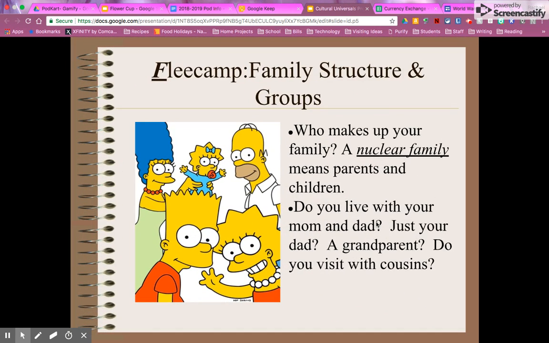The first F in FLEECAMP. So there are 8 cultural universals, and we break them down into an acronym called FLEECAMP. And the F of FLEECAMP stands for family structure and groups. So who makes up your family? A nuclear family means that in your household you have 2 parents and children. So do you live with your mom and dad? Just your dad, a grandparent? Do you live with your cousins? So take a moment and write down who you live with.